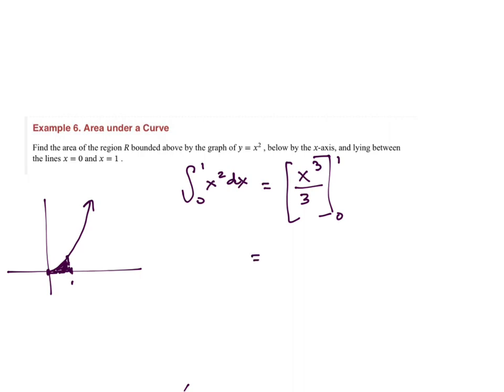And now we evaluate. We are going to have 1 cubed over 3 minus, and you could get in the habit of that open parentheses right there. It's not exactly necessary because there's only one term.